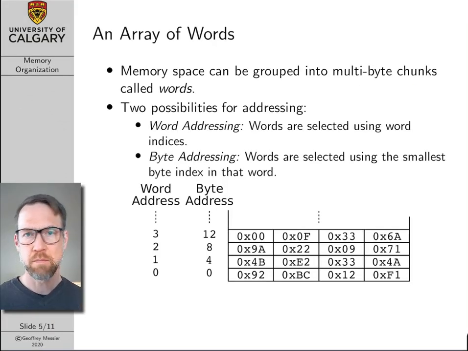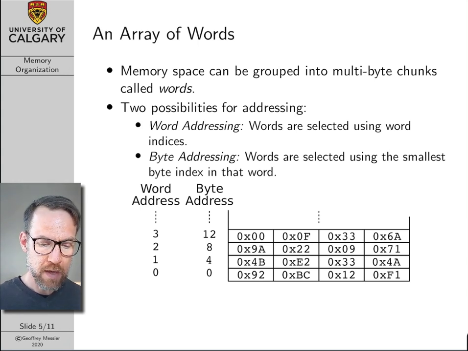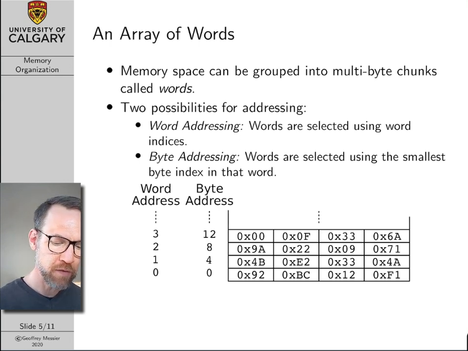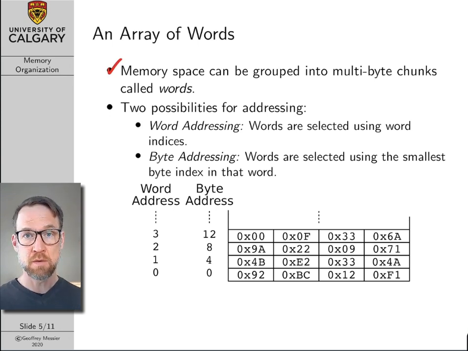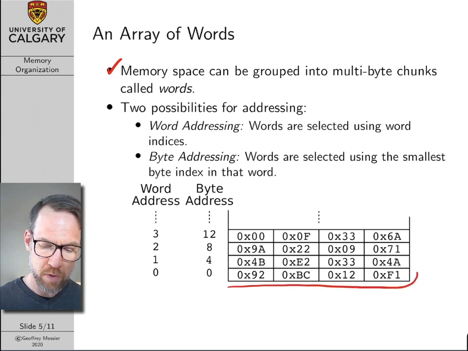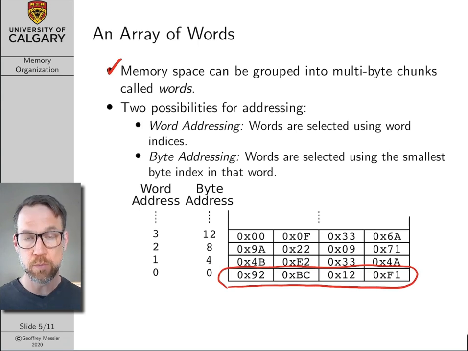The other way we can picture memory is as an array of words. Now, a word is basically a group of bytes. So memory space can be grouped into multi-byte chunks called words. And when representing memory as an array of words, typically I will have several bytes all in a row. And one of these rows represents a single word.